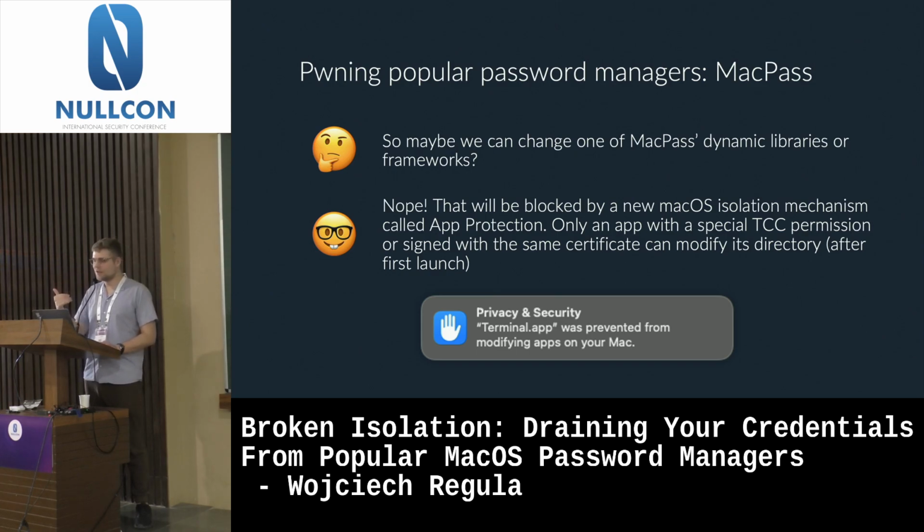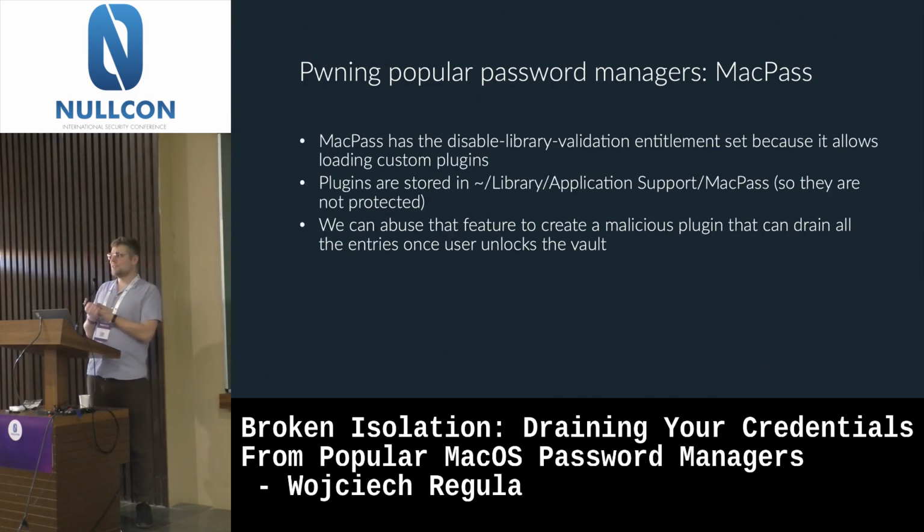So that's understandable. But let's say attackers, we should not be able to modify that directory. So the attack scenario when we can just change one of the MacPass dylibs will not work nowadays on modern macOS versions. So we need to understand in general why MacPass disables the library validation. And the answer is really easy, because it wants to be open for plugins.